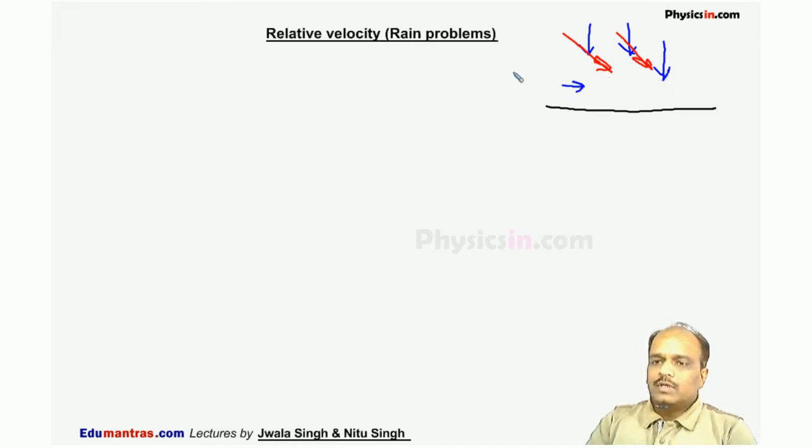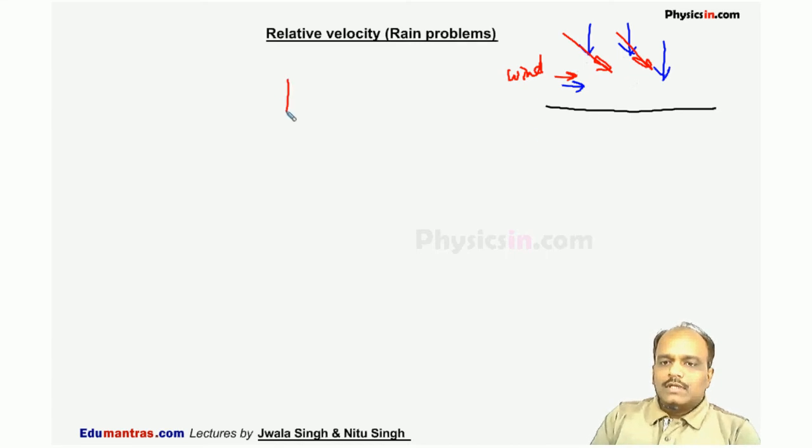But when wind is blowing in this direction, the rain falls like this. Now suppose the rain is falling vertically downward, but when a man starts running on this horizontal road, then for this man the rain also appears to be falling like this.